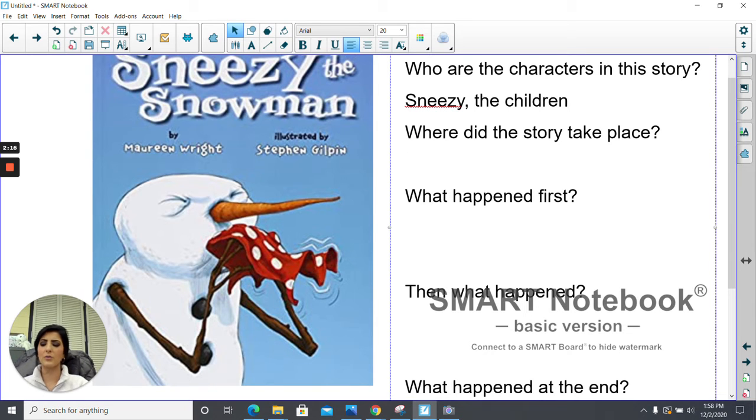Now, where did the story take place? You can usually find that just by flipping through the book, and most of the time they spend their time outside. I would say it's probably in a yard or near the woods. So I would just say that the story takes place outside, and you can always add some more detail and say maybe outside during the winter. It's obviously not summer because there's a snowman and snow on the ground.